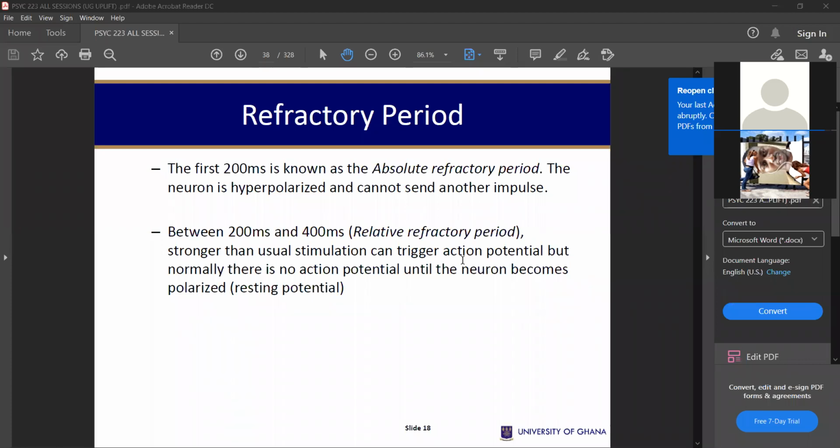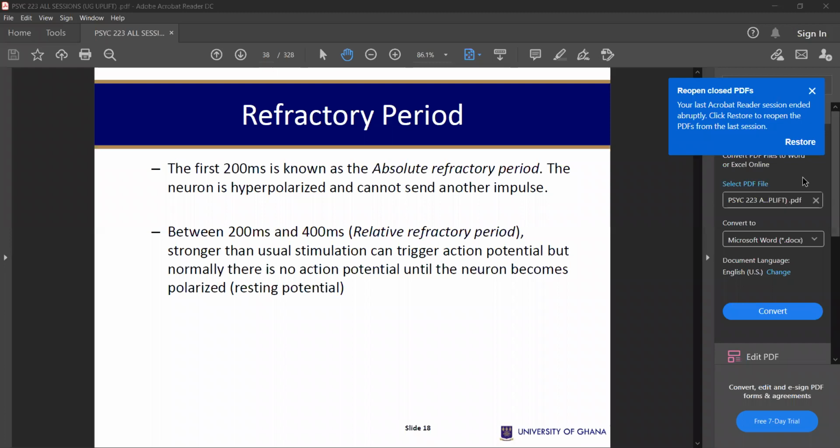Okay. Thank you. You're welcome. Godwin. Okay, going by the example the lady made, can we say that the period after ejaculation is the refractory period? Yeah. Okay. Clear. Thank you.